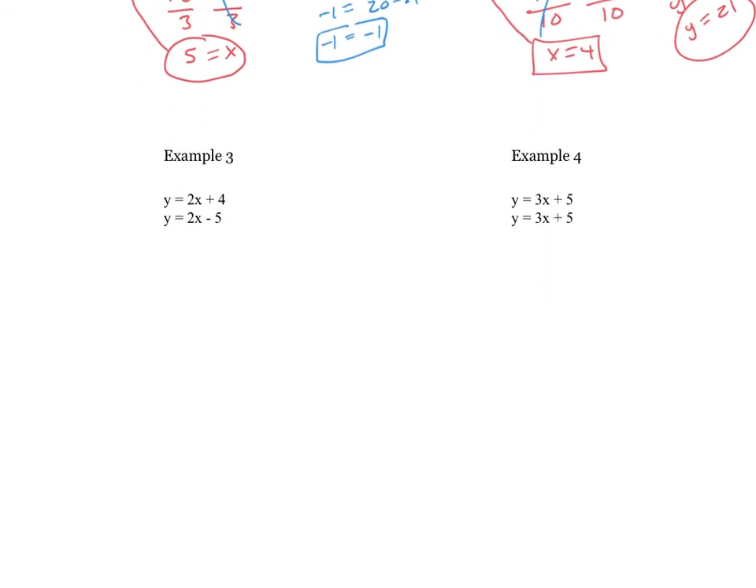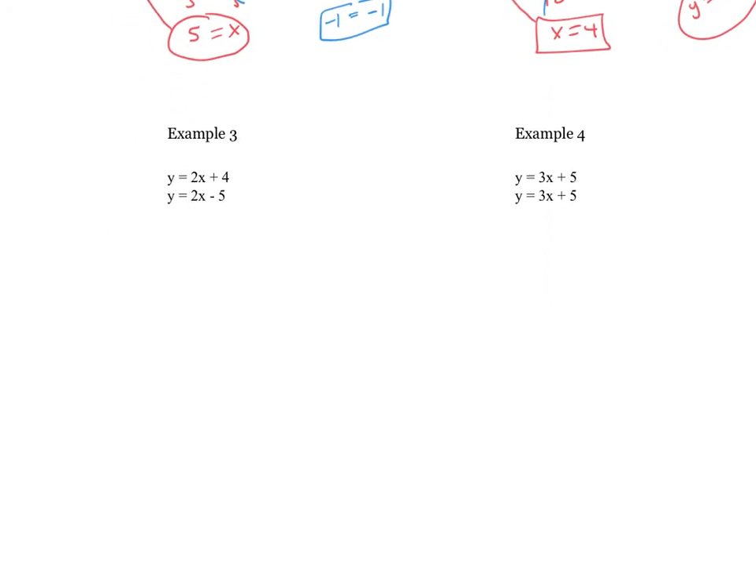Now, in example 3, again, I do the same thing. I take 2x plus 4 and set it equal to 2x minus 5. And I'm going to move the smallest x to the other side to solve for x. Both of these are the same, so I'm just going to move this one over by subtracting 2x. And notice that 2x minus 2x actually cancels out here, and 2x minus 2x actually cancels out here. So I'm left with 4 equals negative 5.